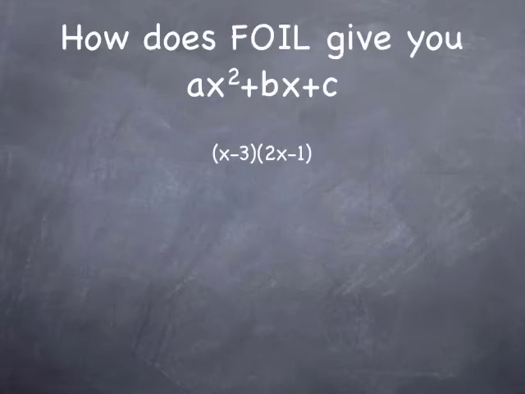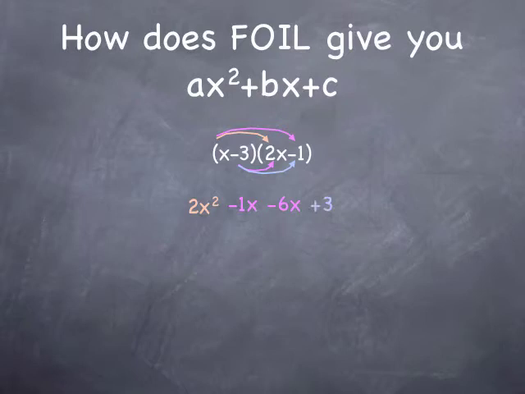In order to do this, it's helpful to remind ourselves how using FOIL to multiply two binomials together gives us an expression that looks like ax squared plus bx plus c. Let's take the example shown below, x minus 3 times 2x minus 1. When we apply the FOIL method, we multiply the first terms together and we get 2x squared. We multiply the outer terms together, and we get minus 1x. We multiply the inner terms together, and we get minus 6x. And we multiply the last terms together, and we get plus 3.